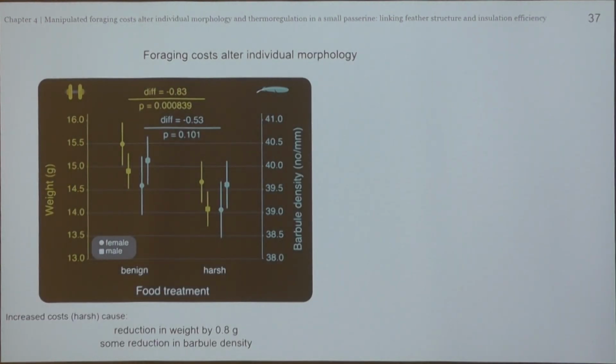So what we see is that foraging costs alter individual morphology. In yellow, you can see the change in weight, and it's broken down into males and females, but overall, if you just look at the difference between benign and harsh treatment, you can see that they experienced a reduction in weight. And they also experienced a sort of reduction in barbule density, again, not significantly so.